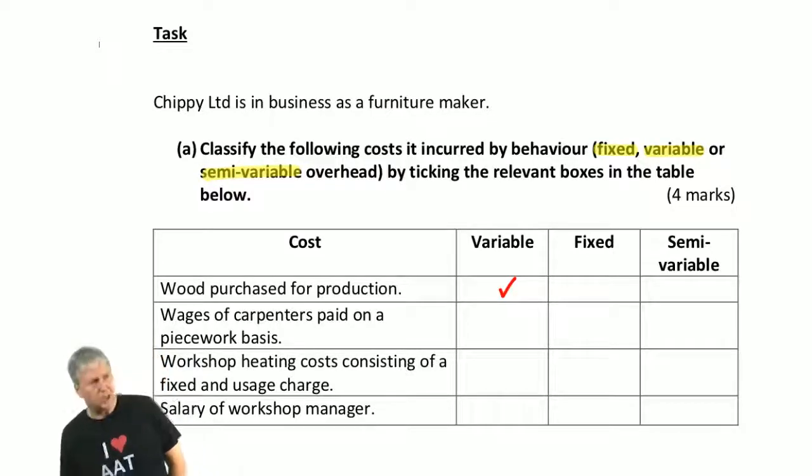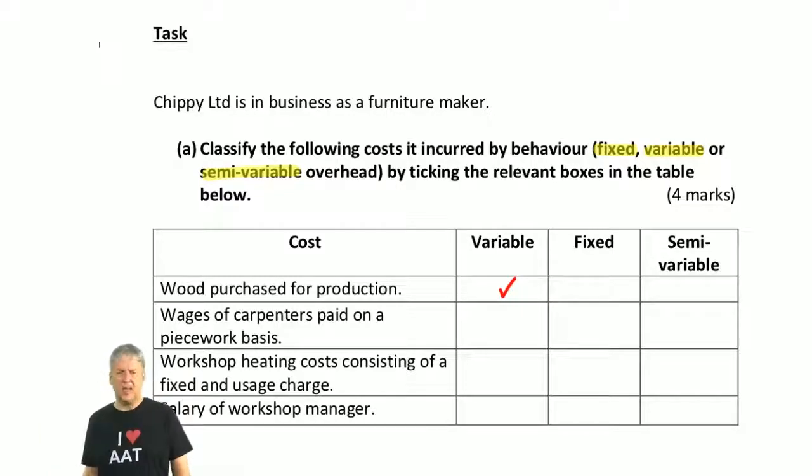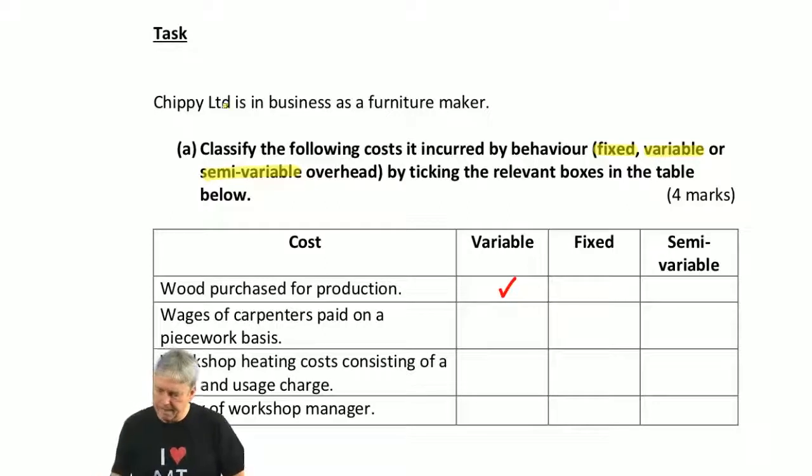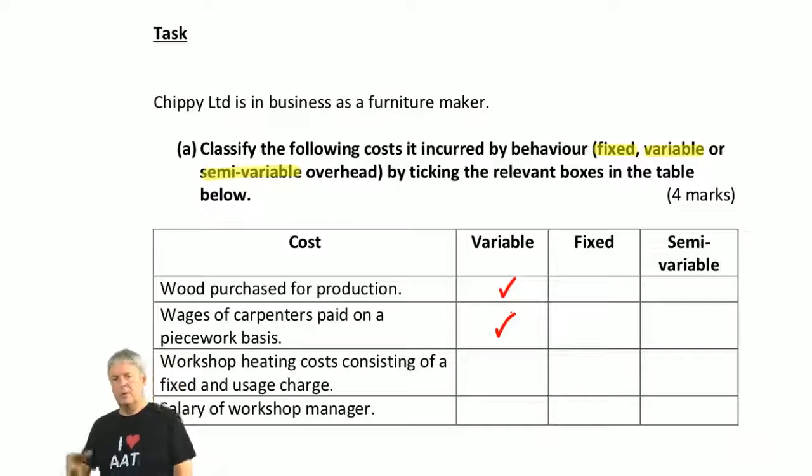Well, in simple terms, the carpenter could be paid a rate per hour. But here they're being paid on a piecework, and that simply means for every unit they produce, they get paid a certain amount. If they are paid piecework, then they must be a variable cost, because there is a direct relationship between the units produced and the cost being incurred.